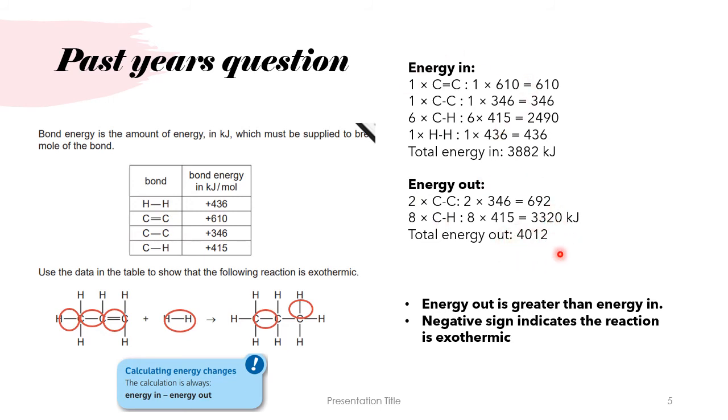Okay, based on the energy out, energy in ni pun, kita dah boleh nampak the amount of the energy out is greater than the amount of energy in. So kita dah menjawab dah soalan ni sebenarnya. Okay, so inilah jawapan dia. So energy out is greater than energy in. Okay, bila kita kira energy change, energy in minus energy out, 3882 minus 4012 is equal to negative 130 kilojoule. So second reason, negative sign indicates the reaction is exothermic.